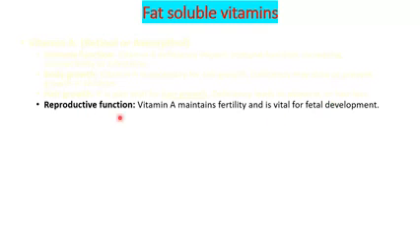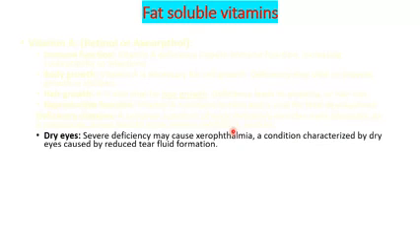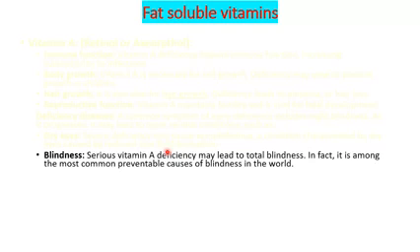So it also has reproductive functions. It maintains fertility and is vital for fetal development. So deficiency diseases include night blindness. Okay, it may lead to serious conditions such as dry eye. Okay, deficiency may cause xerophthalmia, a condition characterized by dry eyes caused by reduced tear fluid formation.